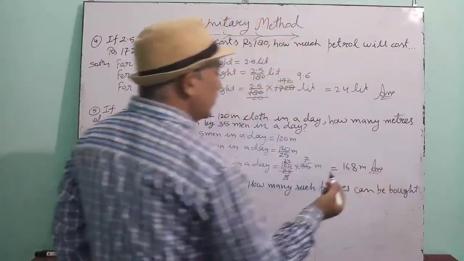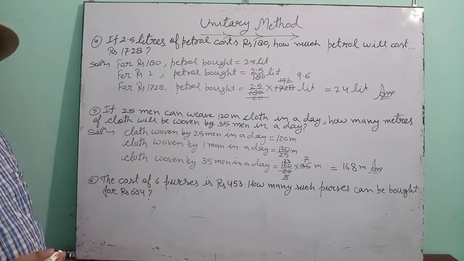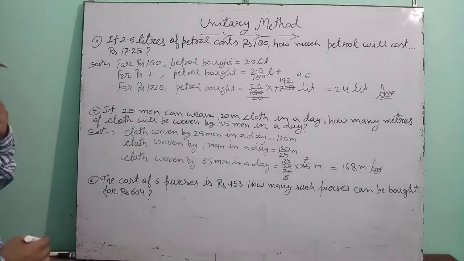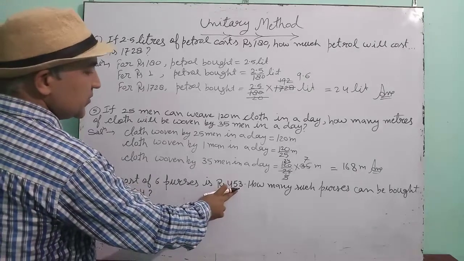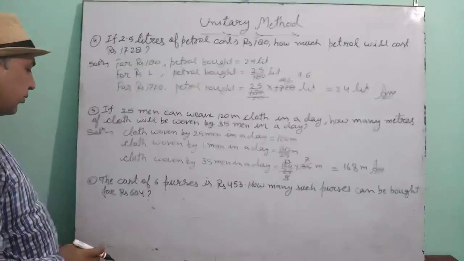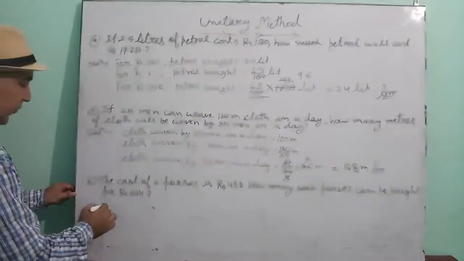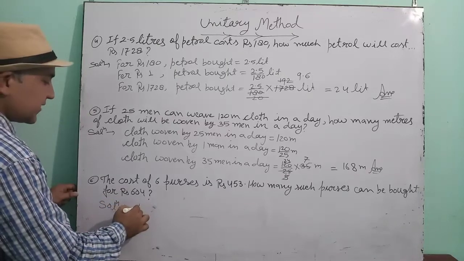168 meter cloth is woven by 35 men in a day. Okay, now see question number 6. The cost of 6 purses is rupees 453. Then how many such purses can be bought for rupees 604? You have to find the number of purses.